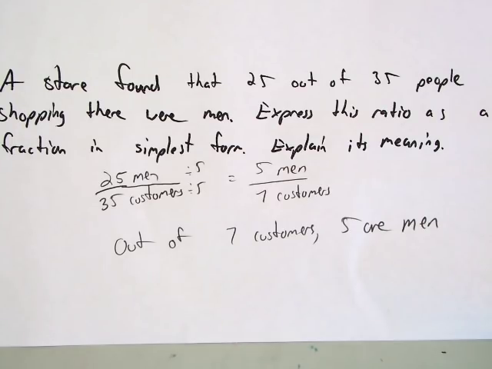Make sure that you are using your simplification correctly. You need to make sure that you are simplifying. And make sure that when you are done, you explain its meaning. That's going to be half the points on any kind of question on an assessment. Make sure that you are explaining its meaning.